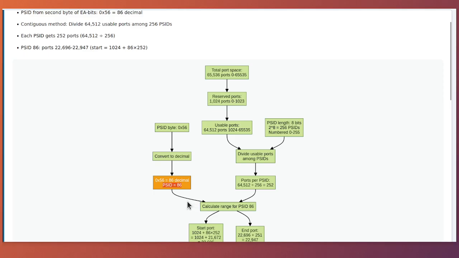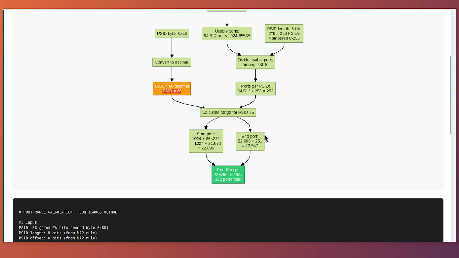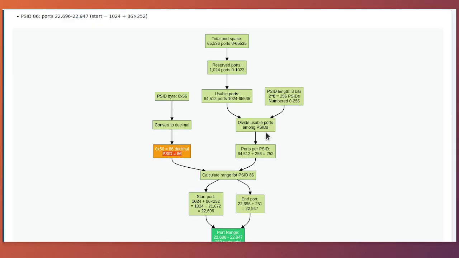The PSID determines which subset of the 65,536 available port numbers this customer is allowed to use. There are two common methods for calculating the port range from a PSID: the contiguous allocation method and the algorithmic allocation method. Let's start with the contiguous method because it is simpler to understand. With contiguous allocation, we divide the available port space into equal-sized blocks and assign each PSID one contiguous block.